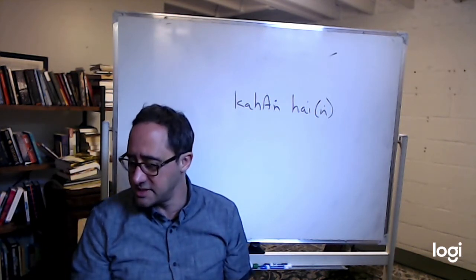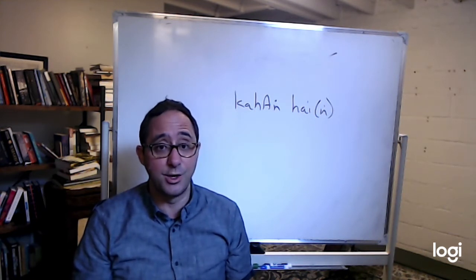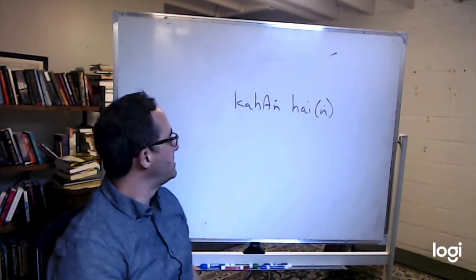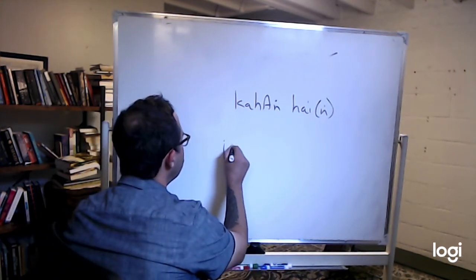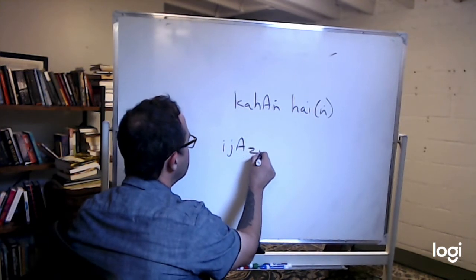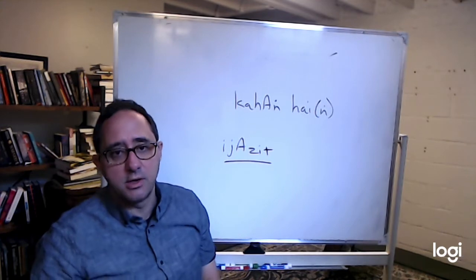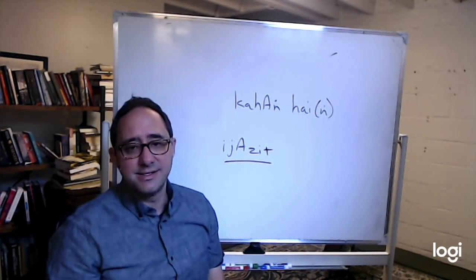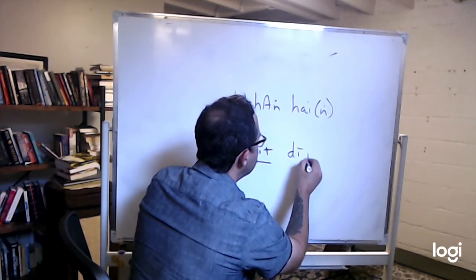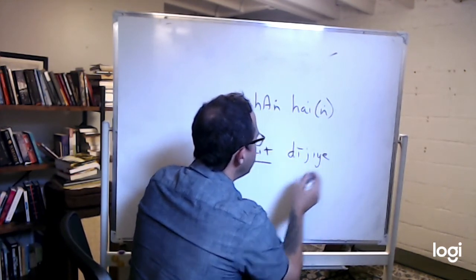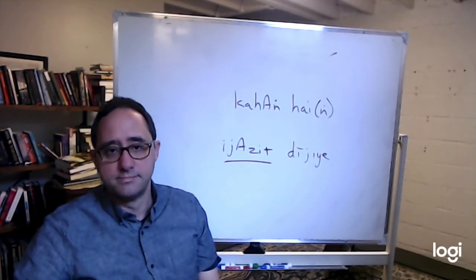Assalamu alaikum, wa alaikum assalam. If you want a nice way to say that I have to go, if you want to impress someone, you say ijazat. Ijazat. So let's say you're sitting with someone and you're like, I should go. You just say ijazat. And you can say ijazat dijiye. Ijazat dijiye. This means give me leave to go.